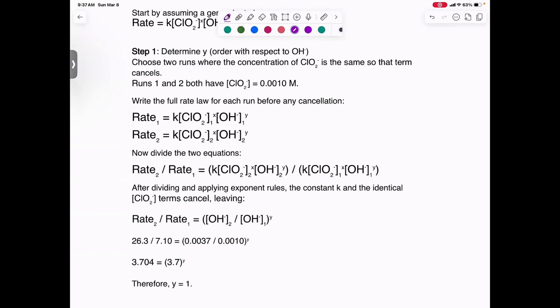I'm going to demonstrate, I'm going to erase that here. So I'm going to demonstrate the key here is that hopefully you realize, for instance, that we do know, right? We did take rate 2 and rate 1, and we're going to divide them because we know when I substitute ClO2 in runs 1 and 2, they're both the same. They're both at the 0.0010 molarity. They're just going to cancel, okay? And then the K's will cancel.